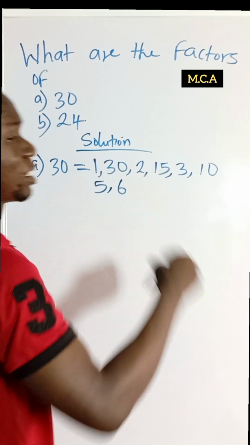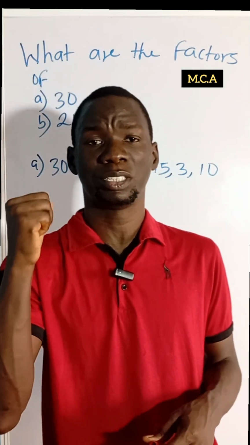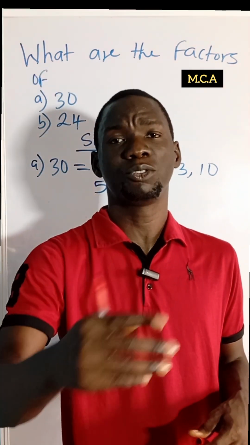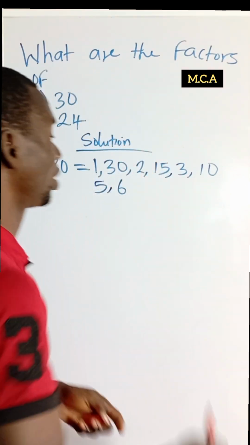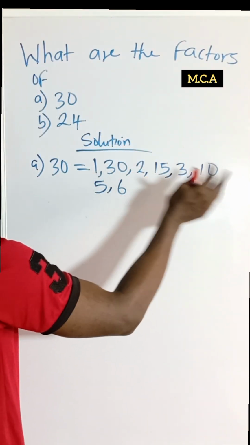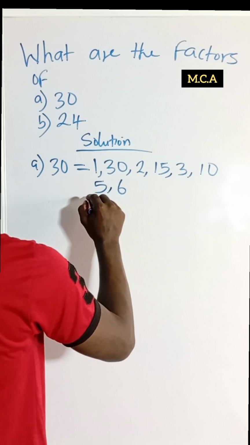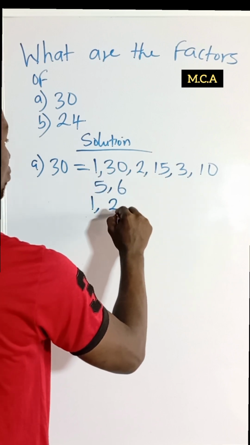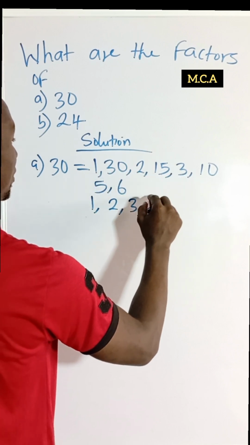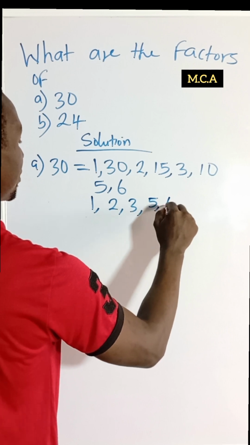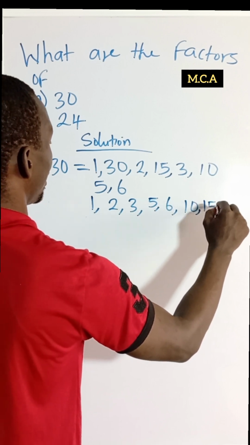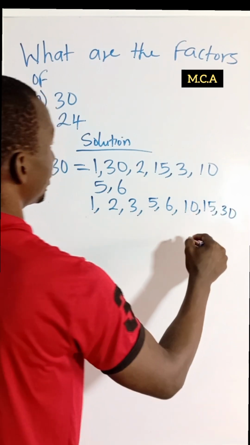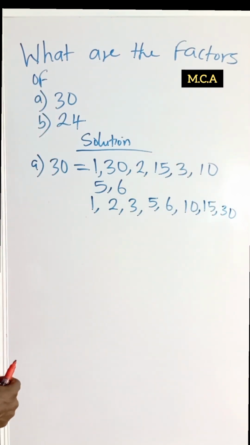You see that the numbers are not well arranged. I needed to do this so that as you're dividing, you're writing the two numbers. This will make your work quite easier. When you are done, you can arrange it in either ascending or descending order. And that will give us 1, 2, 3, 5, 6, 10, 15, and 30. So these are the factors of 30.